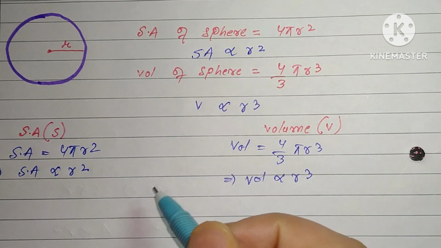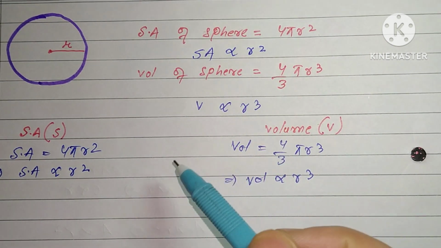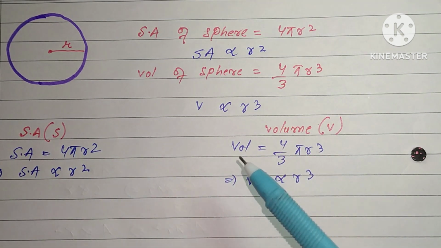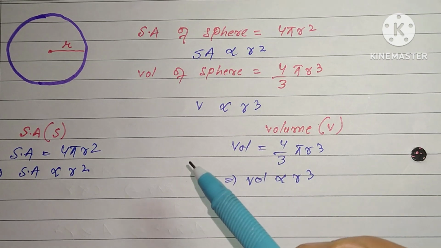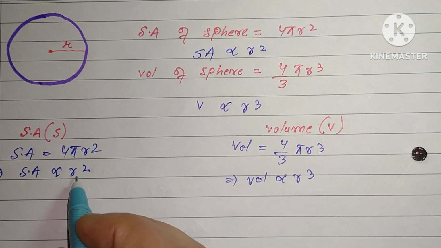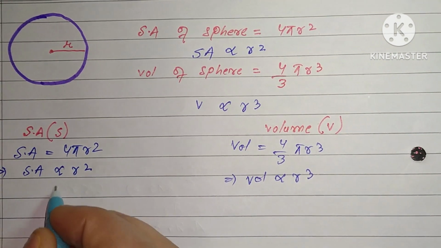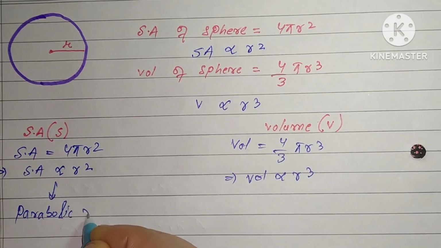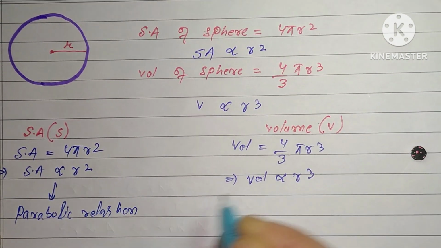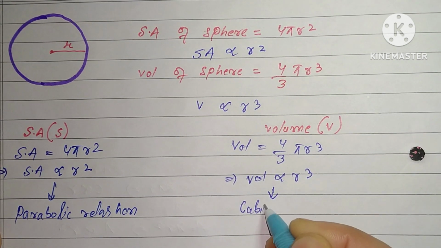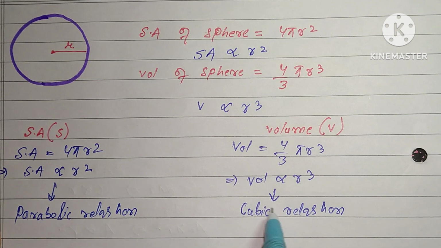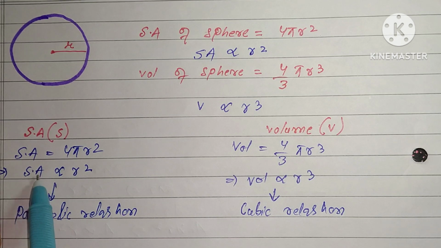Now if radius increases or decreases by some percentage, what will be the percentage change in the surface area or volume? These type of questions are asked in examination. Here surface area is related with radius and it is parabolic relation. And here it is cubic relation. Since these are not linear relations, the increase in radius will not be equal to the increase in surface area or volume.